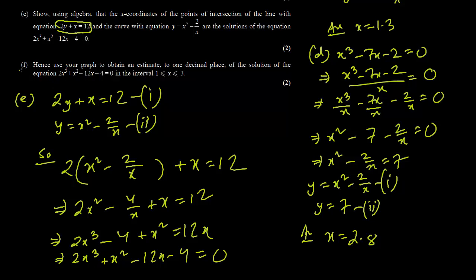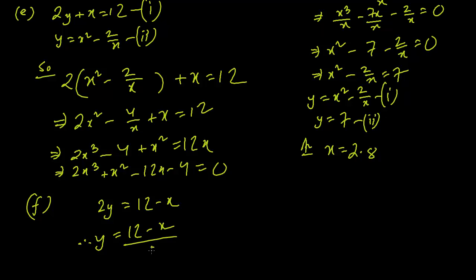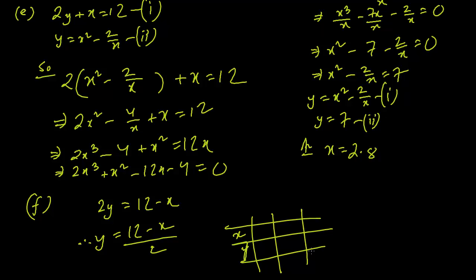Now the next one, question number F. Hence, that means we have to find the point of intersection of the graph that we have already plotted and the line 2y plus x equals 12. So let's do this. Question number F. So let me simplify this. 2y equals 12 minus x. Therefore y equals 12 minus x divided by 2. So let me plot this. We have to plot this to find the point of intersection.